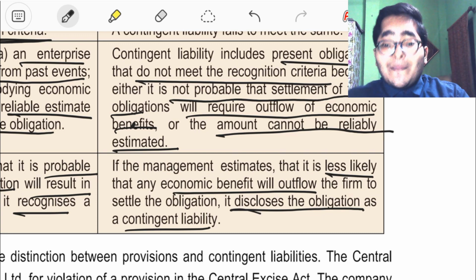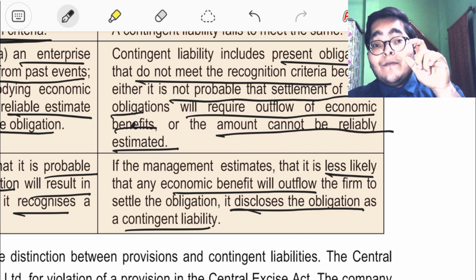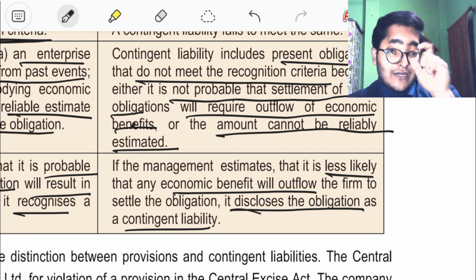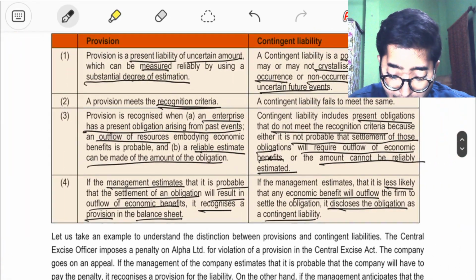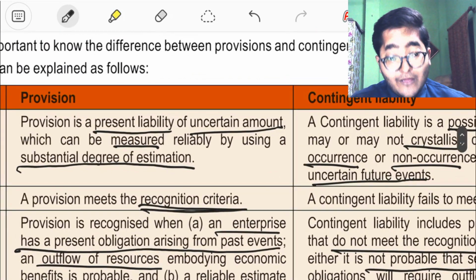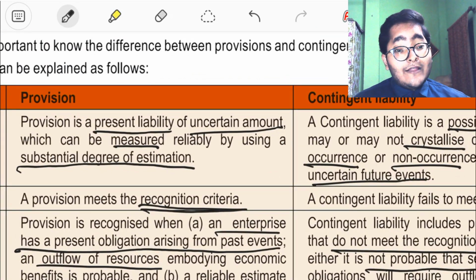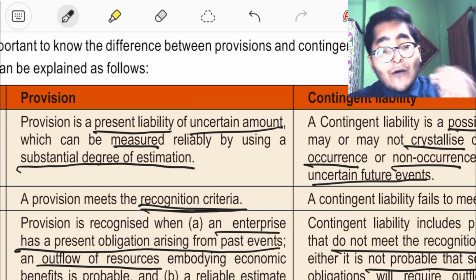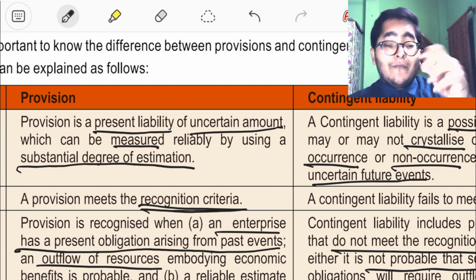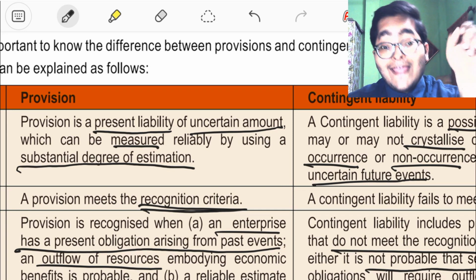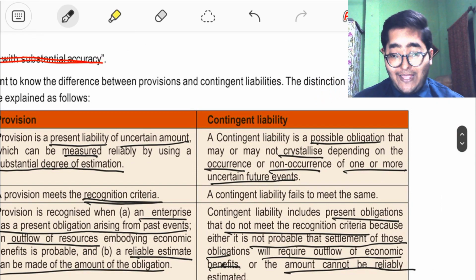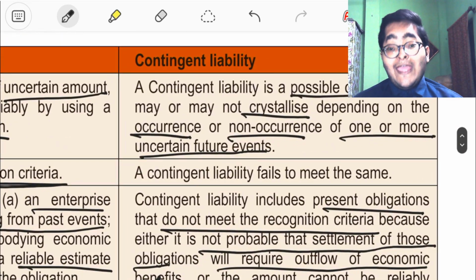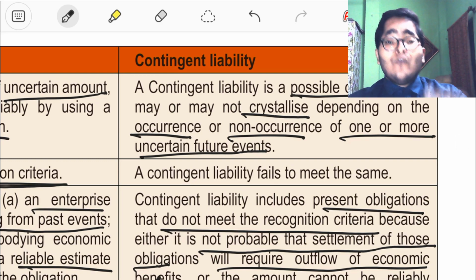मतलब contingent liability का probability कम होता है, जो provision है उसका probability ज़्यादा होता है. तो मैं एक बार हिंदी में एक्सप्लेन कर देता हूँ. फर्स्ट पॉइंट, प्रोविजन. प्रोविजन वो प्रेजेंट लाइबिलिटी है जिसका अमाउंट अनसर्टेन है, जिसको तो हम मेजर कर सकते हैं, लेकिन वो मेजरमेंट एक एस्टिमेट के आधारित होता है. कंटीजेंट लायबिलिटी एक पॉसिबल ऑब्लिगेशन है जिसका होना या फिर ना होना एक अनसर्टेन फ्यूचर इवेंट के ऊपर डिपेंडेंट है.